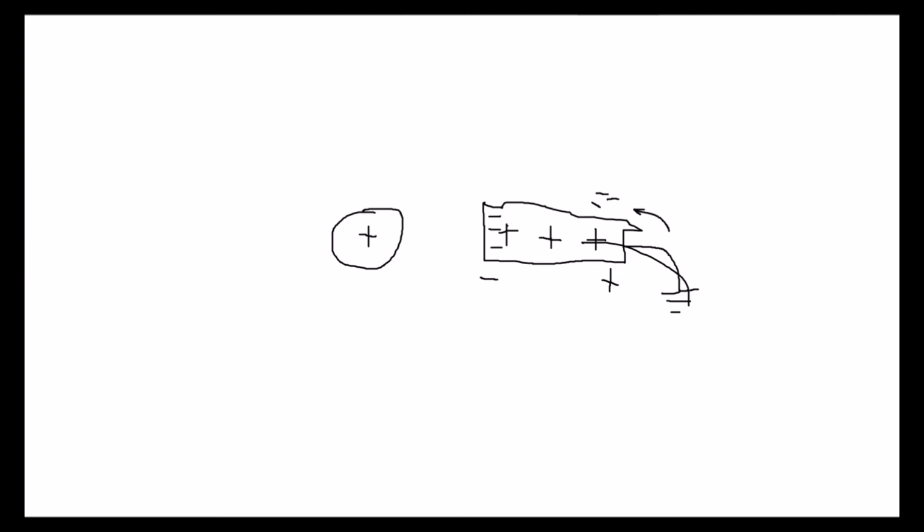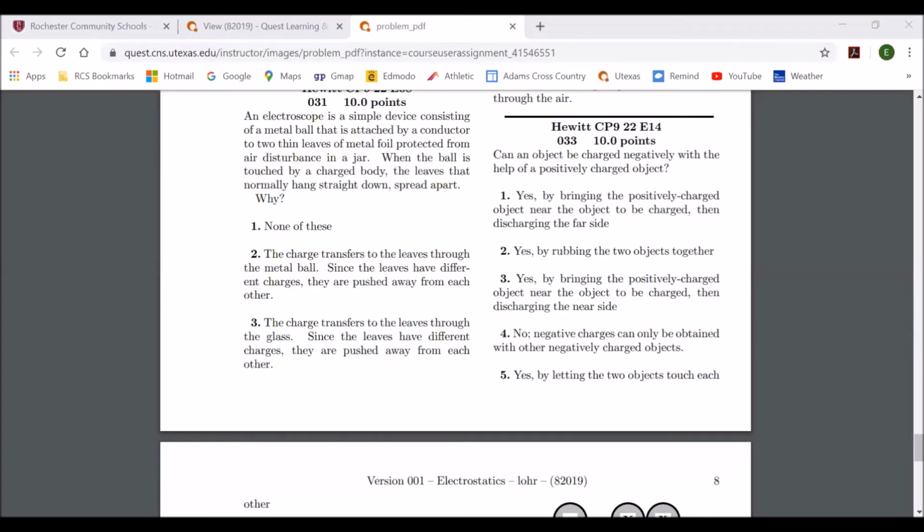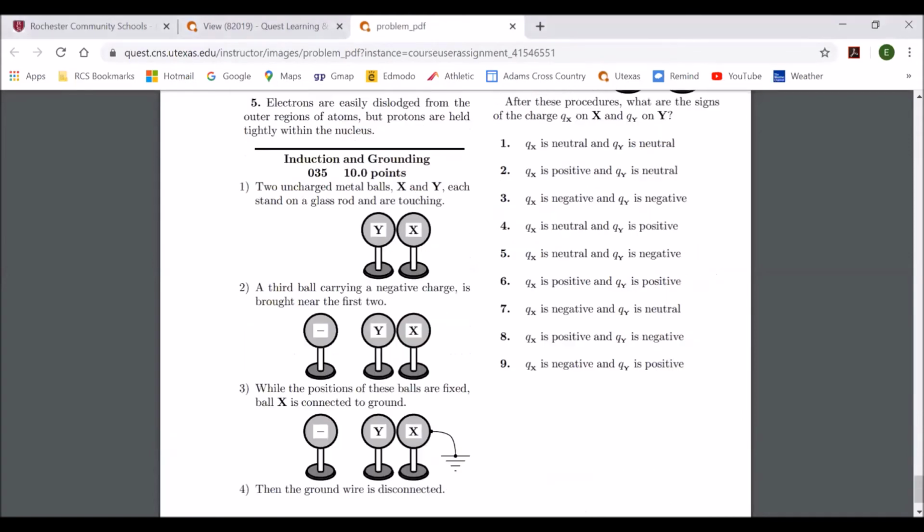So that was question number 33, involving induction and involving the ground. So it looks like we bring in the positive and touch the far side. Looks like the option that we're going to want to go with. And then there was a question on number 35, and then we'll reassess which questions we want to look at here. So it looks like question 35 is one of the big ones here where we have lots of steps.